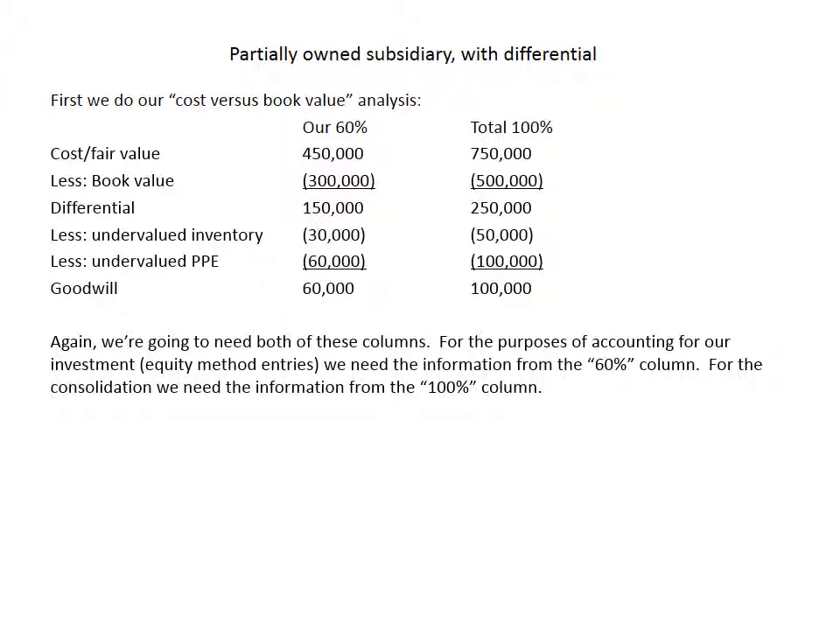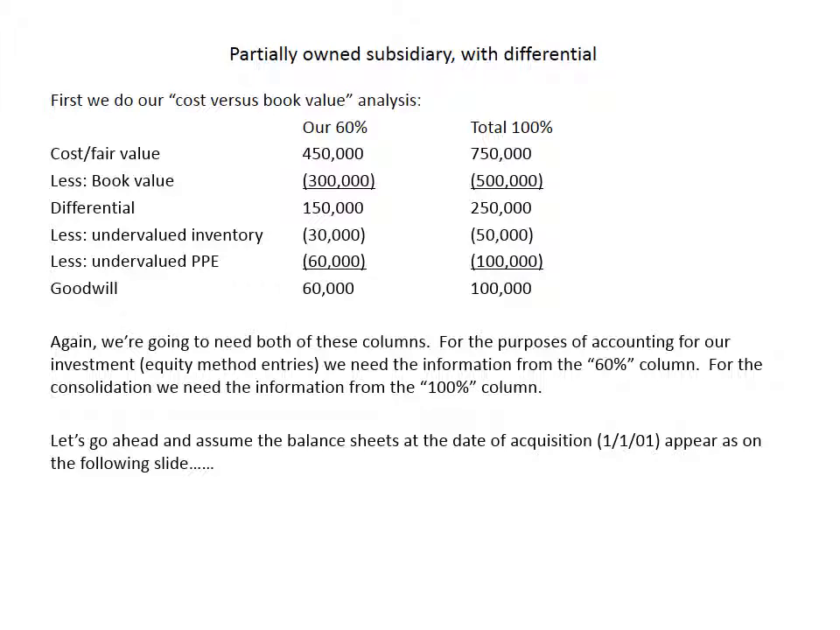Again, we're going to need both of these columns. For the purposes of accounting for our investment under the equity method, we're going to need the information from the 60% column. That represents our investment, what we own. For the consolidation, we're going to need the totals from the 100% column. We're going to record 100% of the inventory differential, 100% of the property, plant, equipment differential, and 100% of the goodwill.